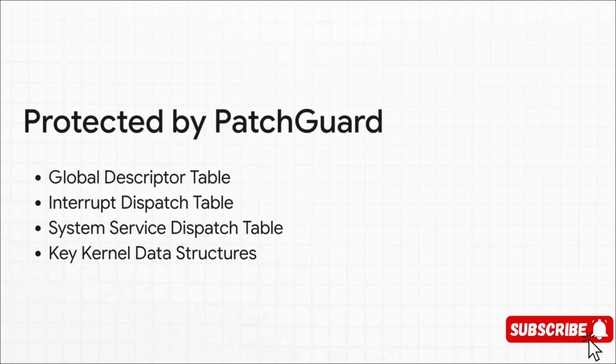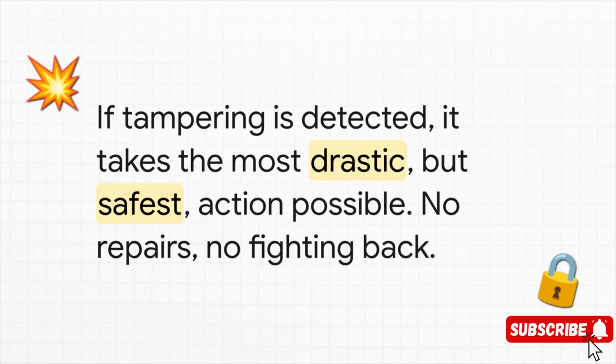PatchGuard basically stands watch over the kernel's crown jewels. I'm talking about these critical tables and data structures that manage literally everything. Its one and only job is to periodically check them for any sign of tampering. Now, when PatchGuard does detect that something has been messed with, it doesn't try to fight back or repair the damage. Instead, to prevent a compromise at all costs, it goes for a scorched earth defense.